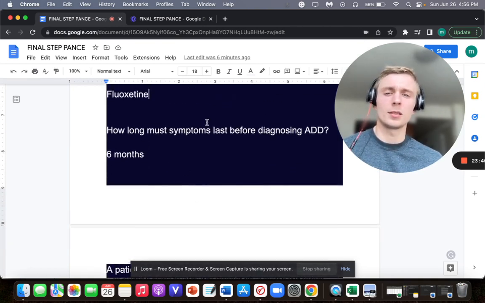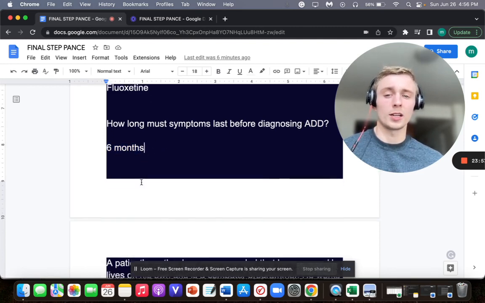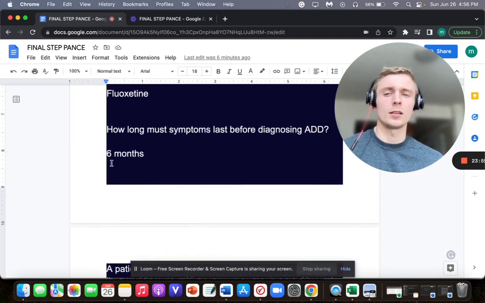So how long must symptoms last before diagnosing attention deficit disorder? So ADD, attention deficit disorder, has to be 6 months. And there are a few other criteria for this. You have to be in at least 2 settings, so for instance, school and home. You have to be under 12 when the symptoms start, as well as 6 months of having them. So 6 months, 2 settings, under 12 the symptoms must start.